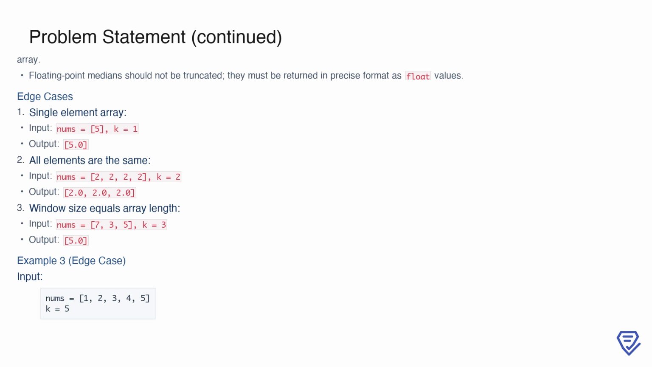If all elements in the array are identical, like nums equals 2, 2, 2, 2, with k equals 2, the median for every window remains 2.0. Another edge case occurs when the window size equals the length of the array. For instance, if nums equals 7, 3, 5, and k equals 3, the entire array is the only window, and the median is 5.0 after sorting 3, 5, 7. These examples emphasize the need to handle varying input scenarios while maintaining precise floating point calculations for the medians.